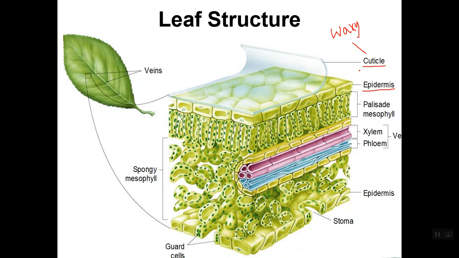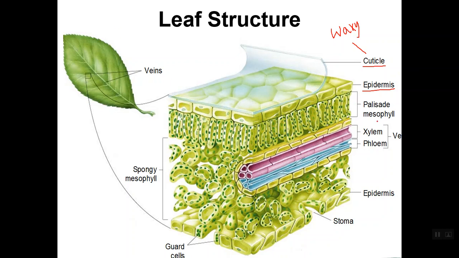But it does the same thing as the waxy cuticle. It prevents, as the pumpkin or whatever it is bakes and water evaporates out of the pumpkin, that waxy olive oil layer prevents that water from escaping. And this has the exact same function in a plant.